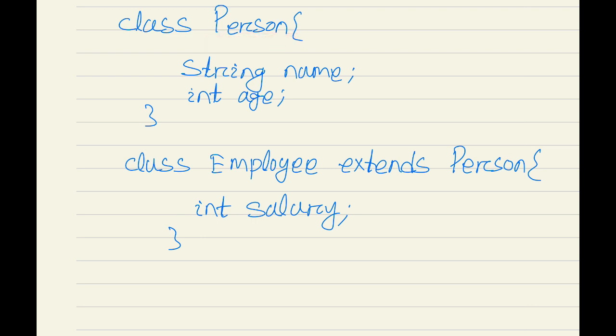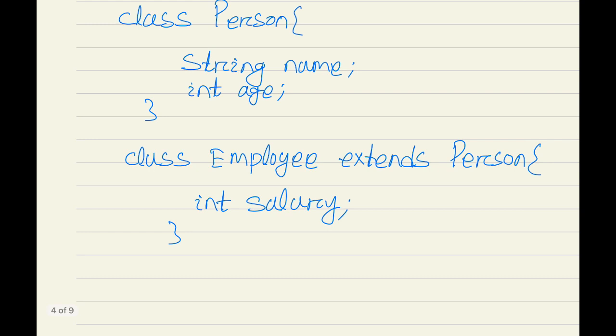Or we can say Employee is also a Person. This is the basic principle of inheritance. That means the is-a relationship between the base class and the derived class. That's why we can say Employee is a Person, or we can say formally, an object of class Employee is automatically an object of class Person.